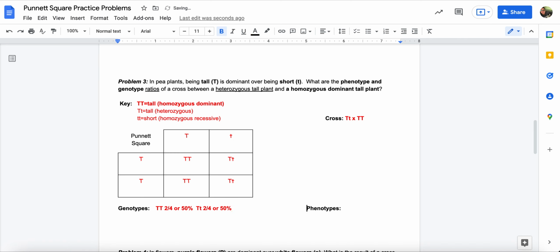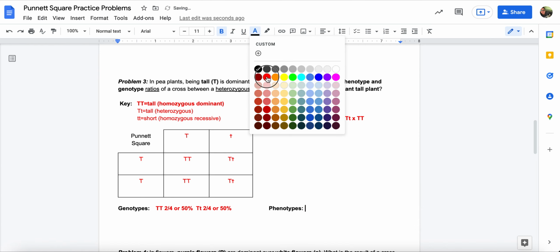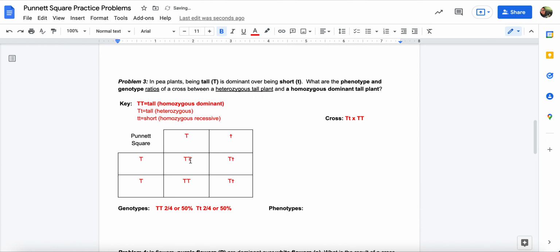Anytime you're doing percents, they should always add up to 100. So 50 and 50, that adds up to 100. For our phenotypes, we need to know, what is it going to look like? Now, all 4 of these have a capital T. So all 4 of these are going to be tall. We don't have any of them that are 2 lowercase t's. So we're going to say tall, 4 out of 4, or 100%.